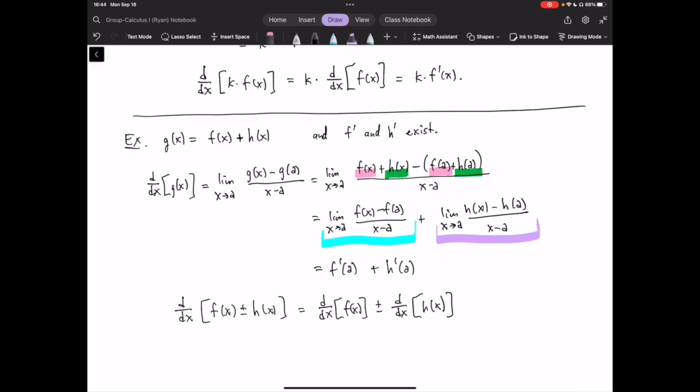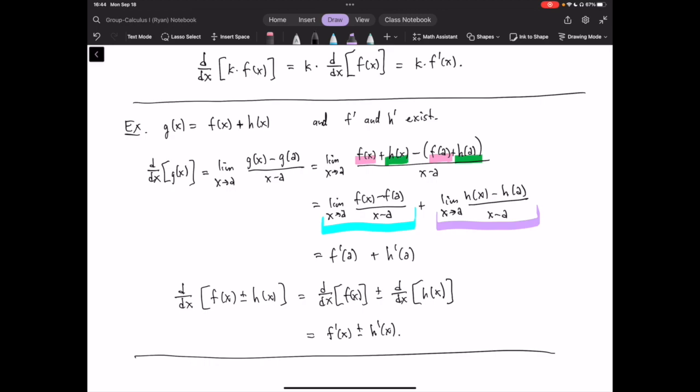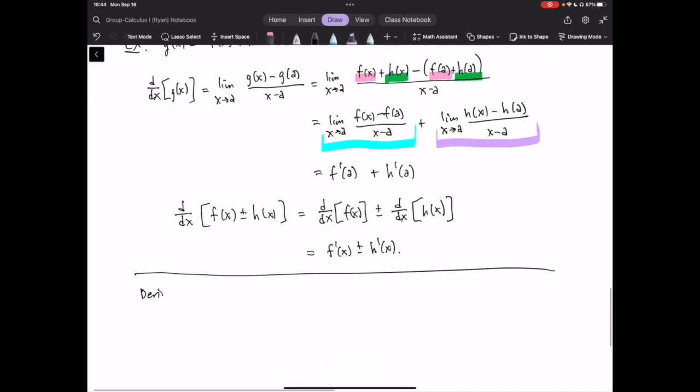All right, so taken together, these properties, that the constant can come out and the derivative can kind of distribute over sums and differences, so here's our f prime plus or minus h prime of x. These properties, where again the constants can be factored out and the derivative distributes over sums and differences, are called linearity. So we say here that derivatives are linear. We're not going to use this term too much, but you might see it in the text, maybe in some of your other courses moving forward. You'll see derivatives are linear.